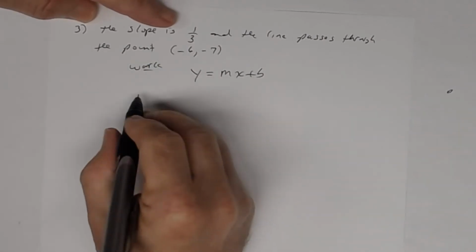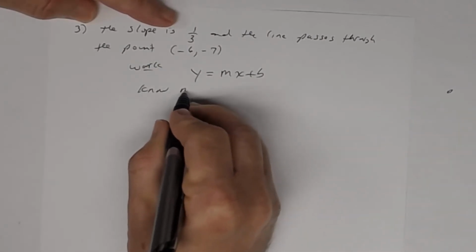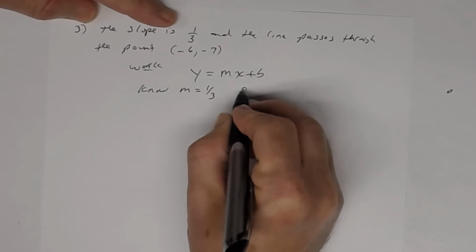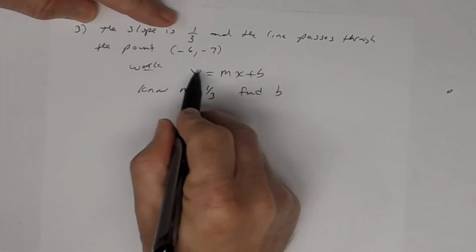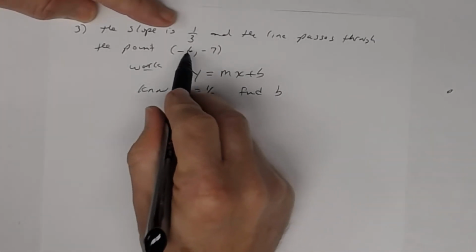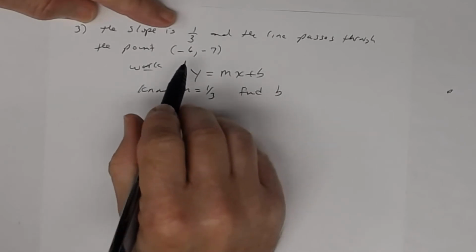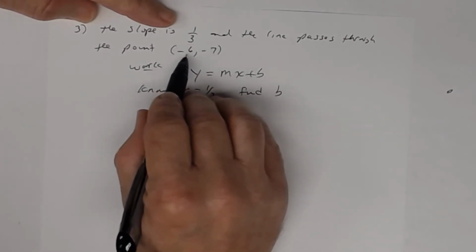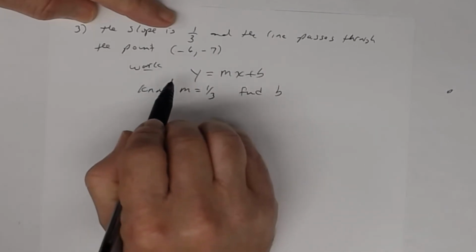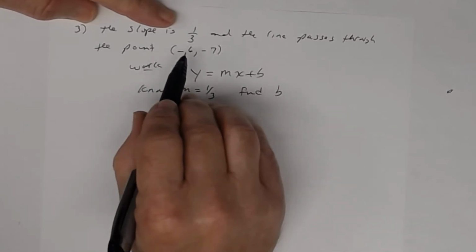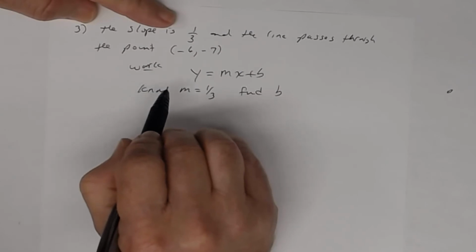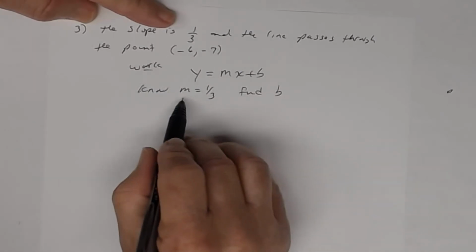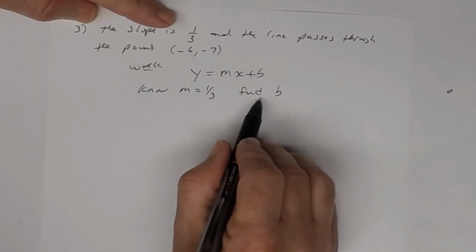And I know the slope, so I know this. I know m is 1/3. I have to find b. Don't make the mistake and think that this is your y-intercept. That's not true. If this were the y-intercept, you would have had to have x being 0, and it's not. Okay, so be careful. That's just a point on the line. So I know the slope, and I need to find b.